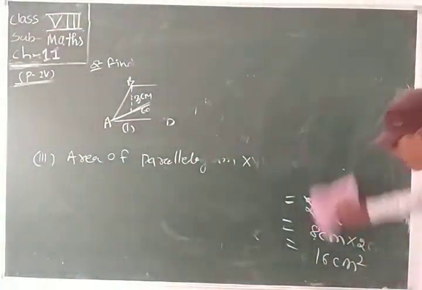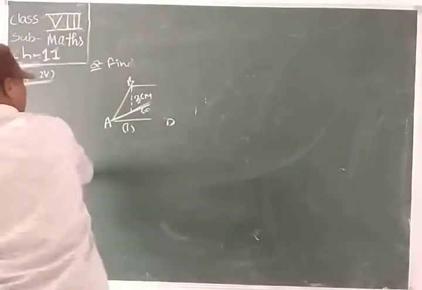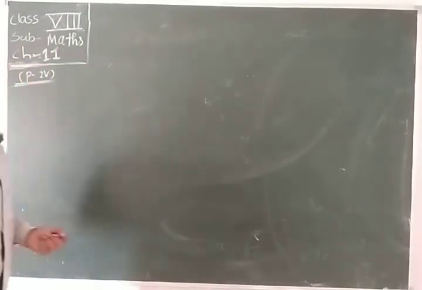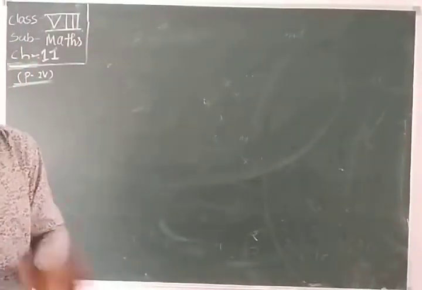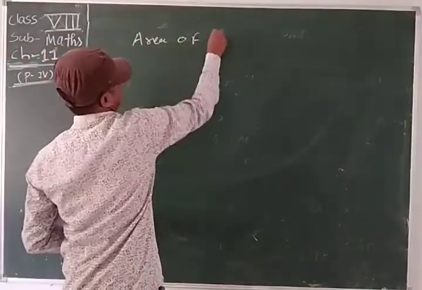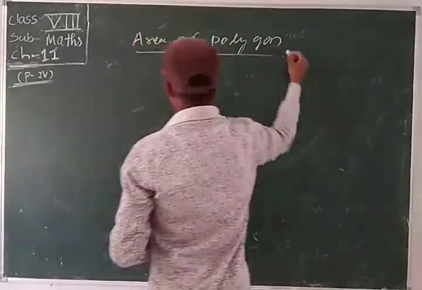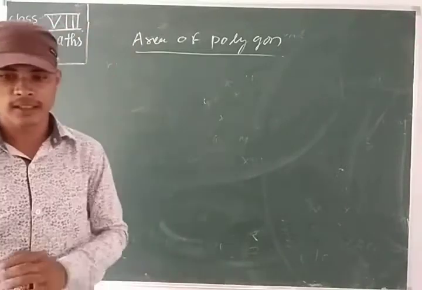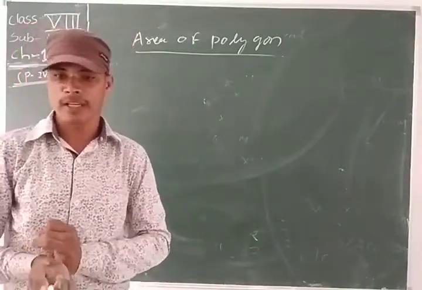By splitting the figure. All of these are known as polygons, but one having three sides is known as a triangle. Four sides is known as what? Quadrilateral. In the same way we find the area of a polygon, by splitting the polygon into triangles and trapezium, which also determines the area of any polygon.